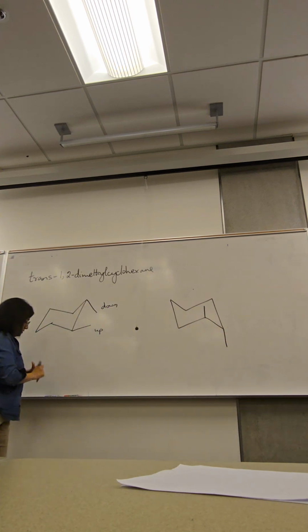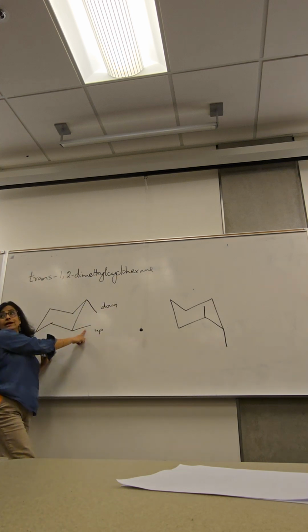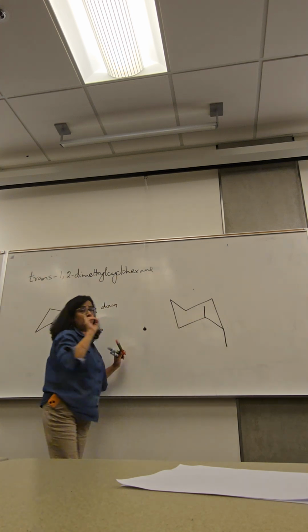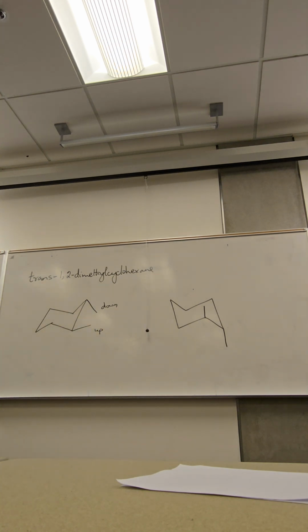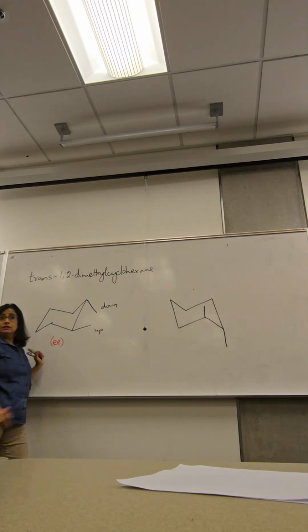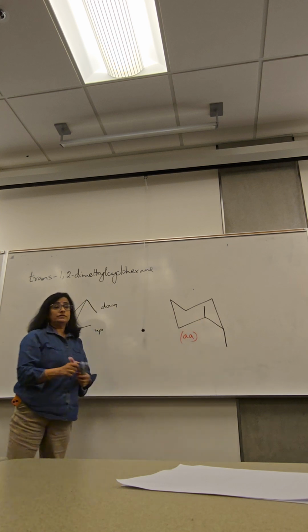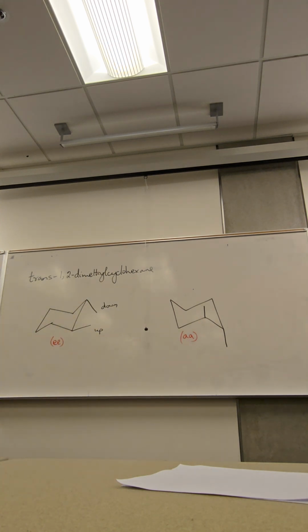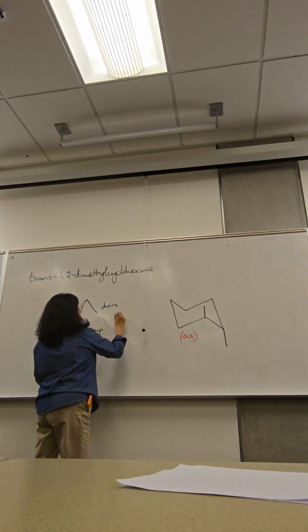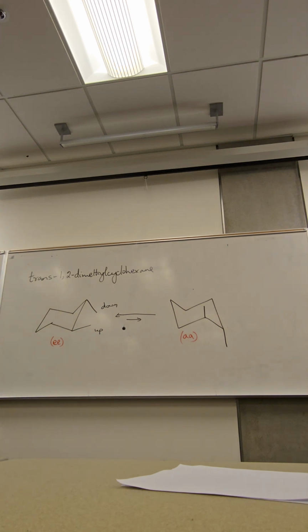But please notice, the bond that was going down is still going down. The bond that was going up is still going up. You don't change that part. Are you guys with me? Now I want to ask you, which one is more stable? First one. This is equatorial, right? What about this one? It's axial. What's more stable? Two equatorials or two axials? Equatorials. So at equilibrium, the more stable structure is favored. Everybody agree?